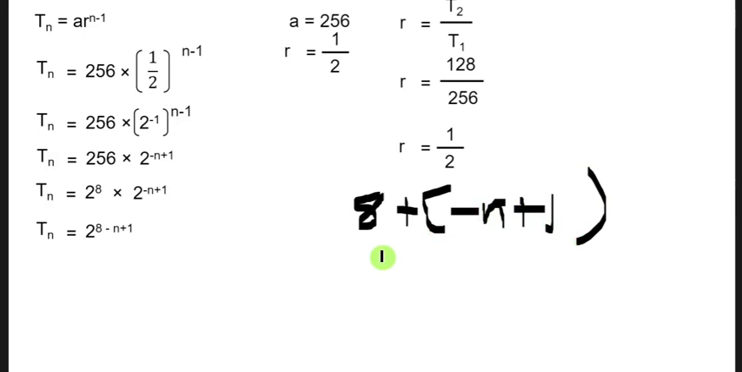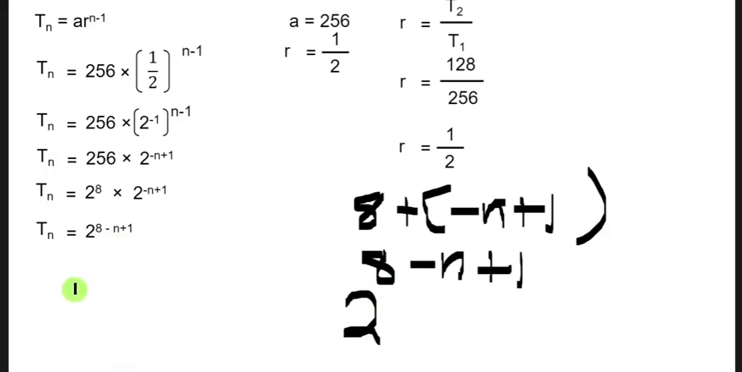Then I said 8, then plus, minus times plus, it will be minus n, then plus times plus, it will be plus 1. This is why I got, now I put it to power 2, so that I get Tn is equal to 2 power 8 minus n plus 1. So this is what I got here.